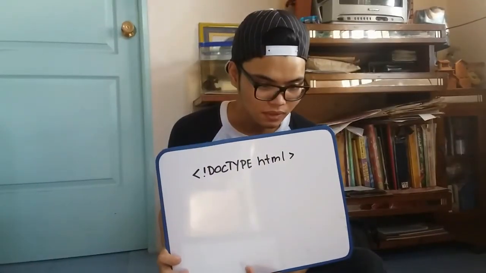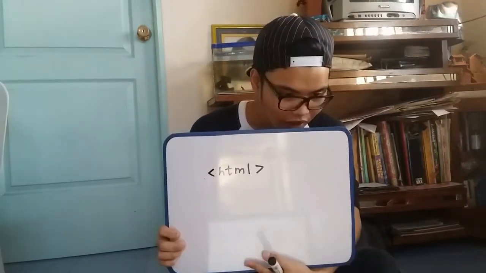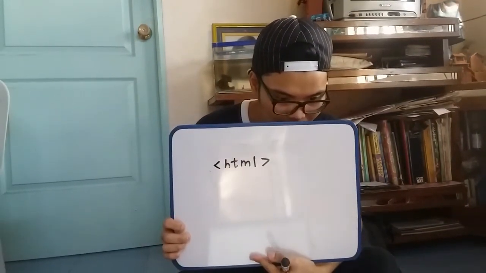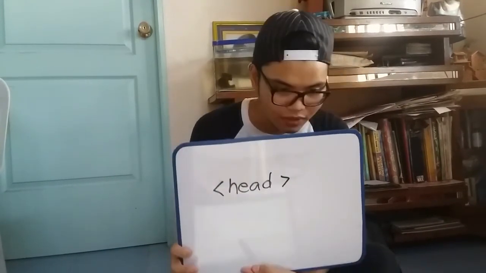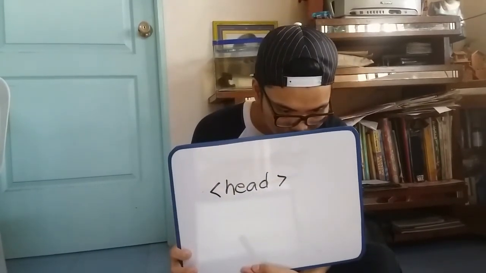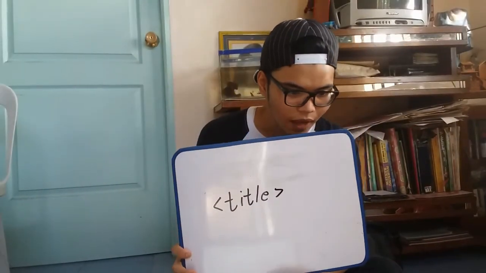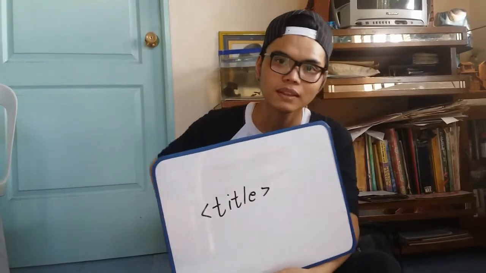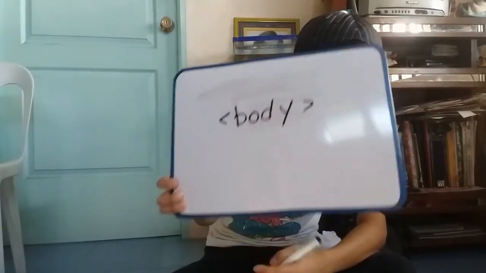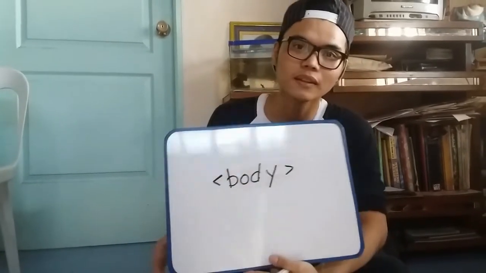This one is the declaration, which defines the document to be HTML5. The HTML element is the root element of an HTML page. The head element contains meta information about the document. The title element specifies a title for the document. The body element contains the visible page content.